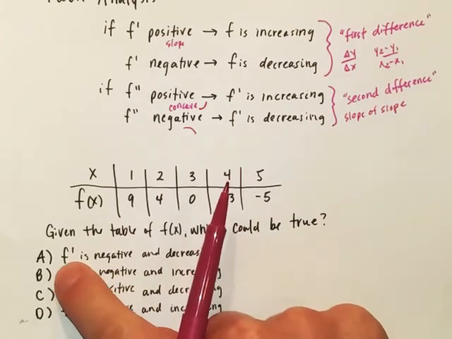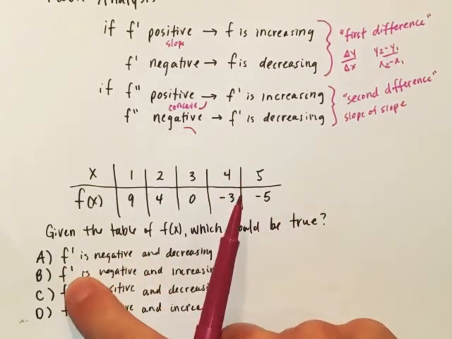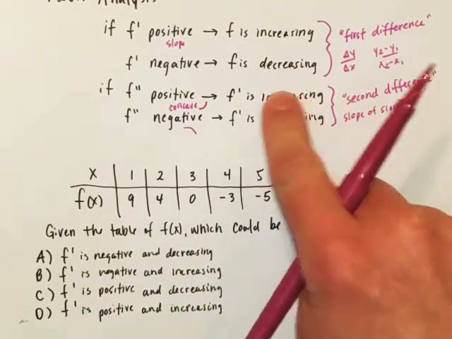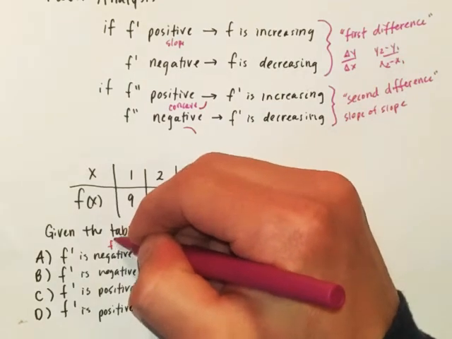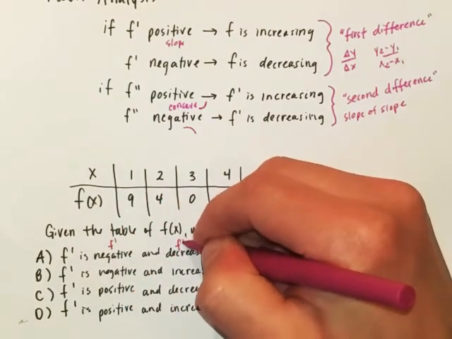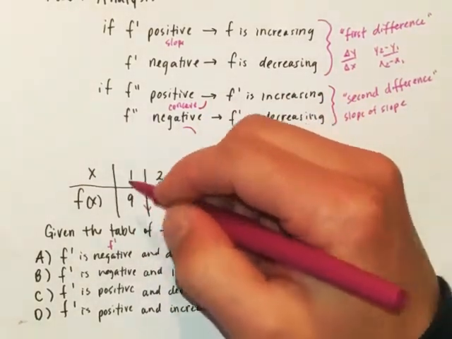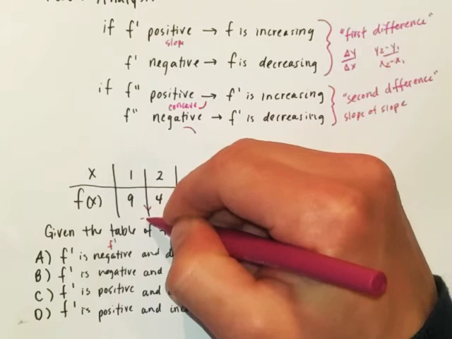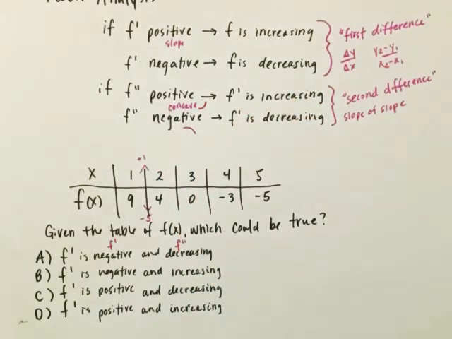All right, so we want to know if f prime is negative and if f prime is decreasing. F prime is negative and if f prime is increasing. So we actually have to find our f prime for this one, and we have to find our f double prime for this one. So think of this as a two-part problem. We're going to start by finding our first difference here. I get from 9 to 4 by going down 5, and 1 to 2 by going up 1. So I'm just using my classic rate of change here.